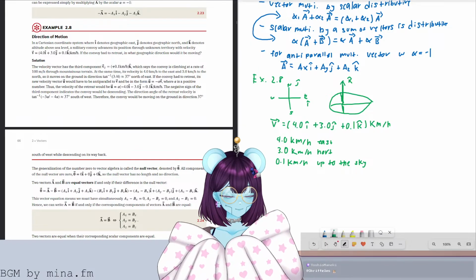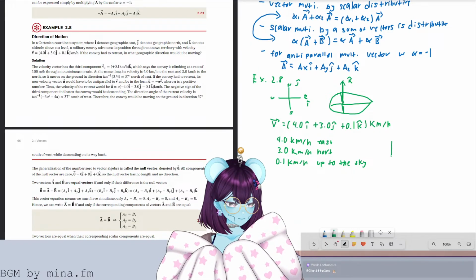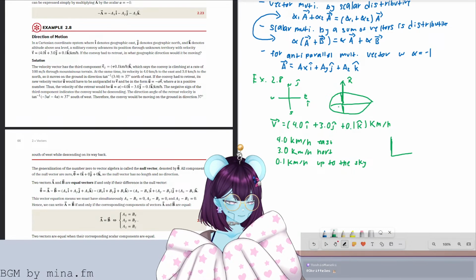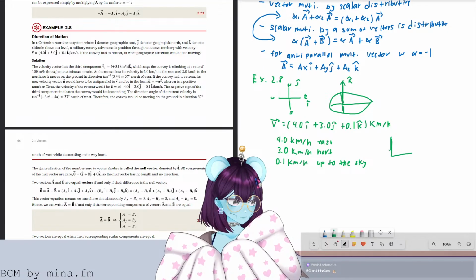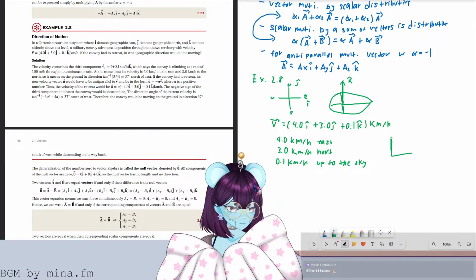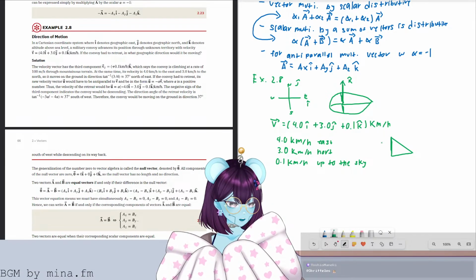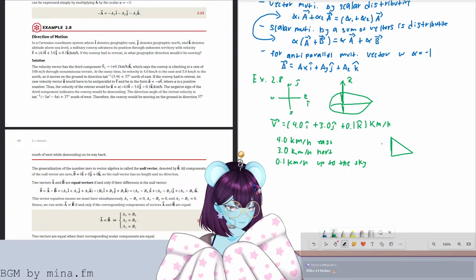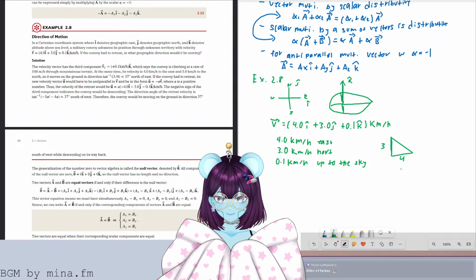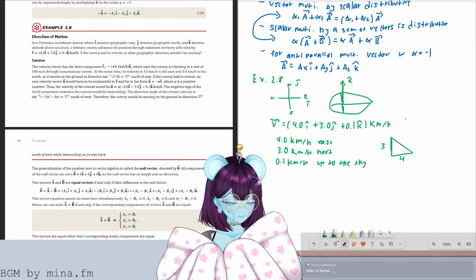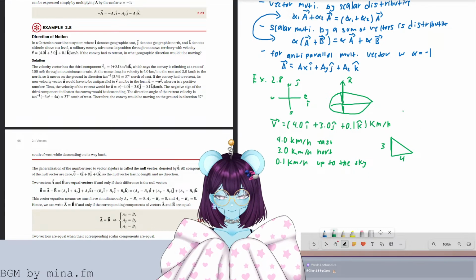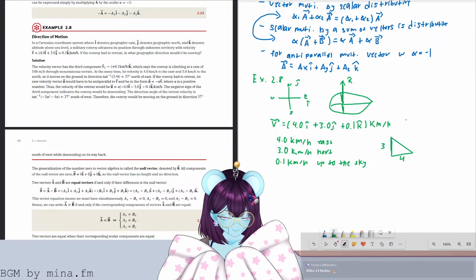Because it's like this, if we take this part of the compass and make a triangle from it, we have the north side here, so that would be 3. Then we have the 4. And then we can find the angle. So, hold on, let me think for a second.